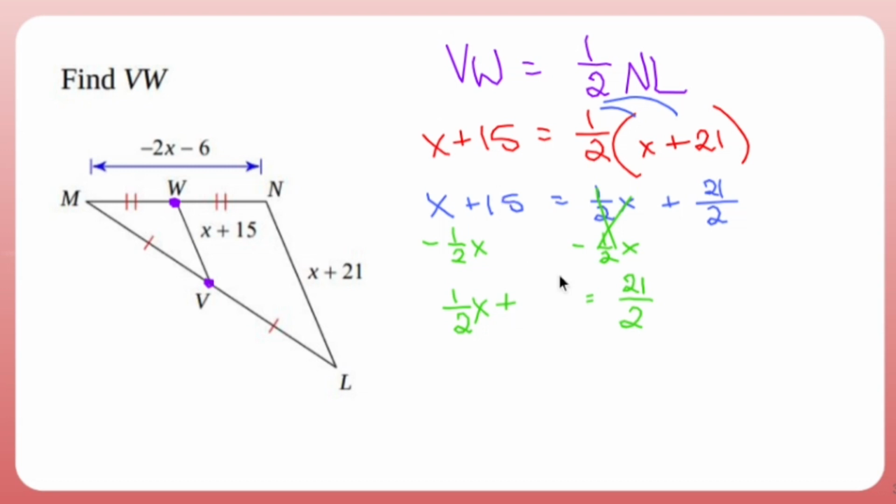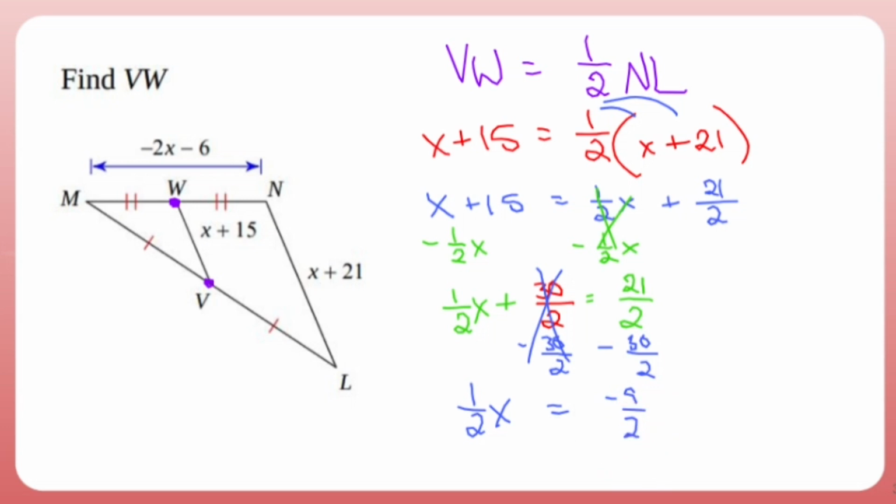15. I'm going to turn 15 into 30 over 2 because my next step is to subtract 15 or 30 over 2 from both sides. Where did I get 30 over 2? Because 15 multiplied by 2 over 2 is 30 over 2. Just a little bit of multiplication. So I'm going to subtract 30 over 2 from both sides. Cross you out. Drop down the 1 half x equals 21 over 2 minus 30 over 2 has me subtracting the numerator, so negative 9, but keeping the denominator over 2.